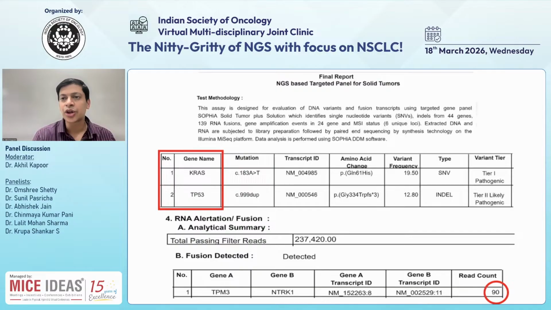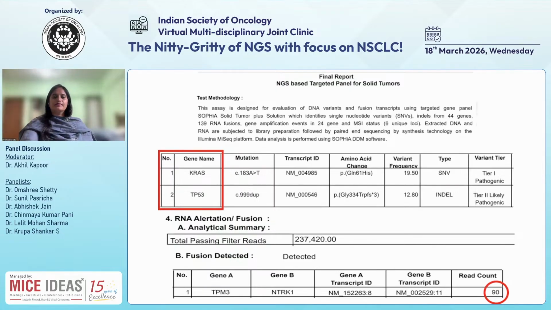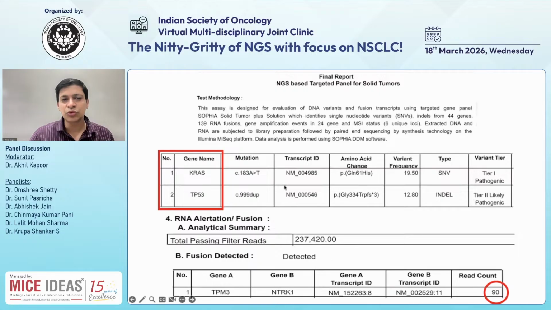Thank you, ma'am. So again, a message to all the attendees. Any read count more than 5 is considered important and positive. But if it is towards the lower side, between 5 to 15 or 5 to 10, there's no absolute number, but we need to be slightly cautious and look for the orthogonal testing possibility if feasible. Correct, ma'am? Yes, correct. So this is an important message. So let's move further ahead.